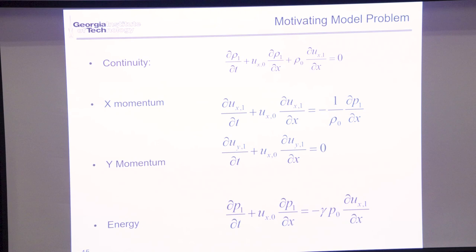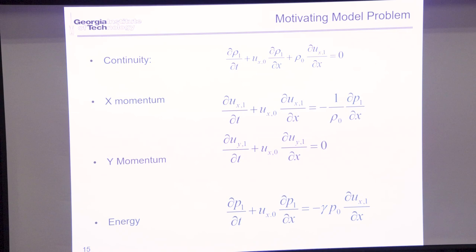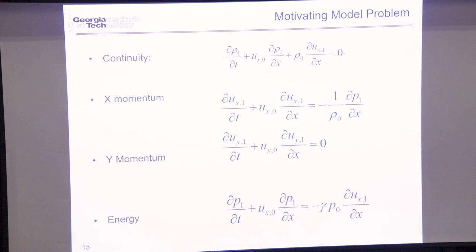Then I have my energy equation, which I've written in this way, which relates the fluctuating pressure and the fluctuating velocity. This might be a different way than you're used to seeing the energy equation, but you can use different thermodynamic relationships. So what I have here is my unknowns: rho 1, ux1, p1, uy1. I essentially have four unknowns and four equations, so I can solve this thing.